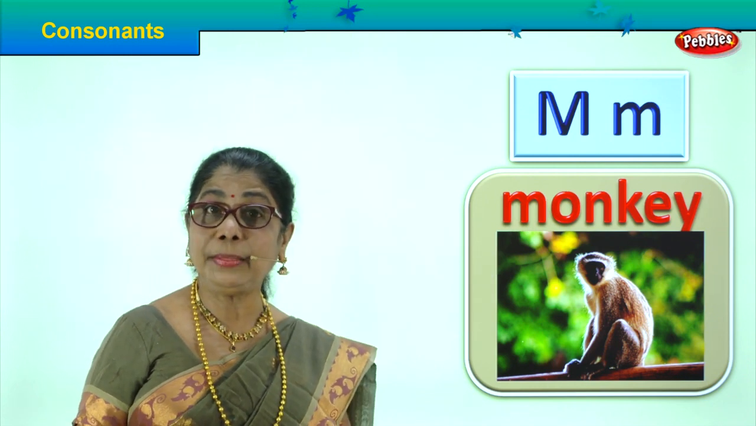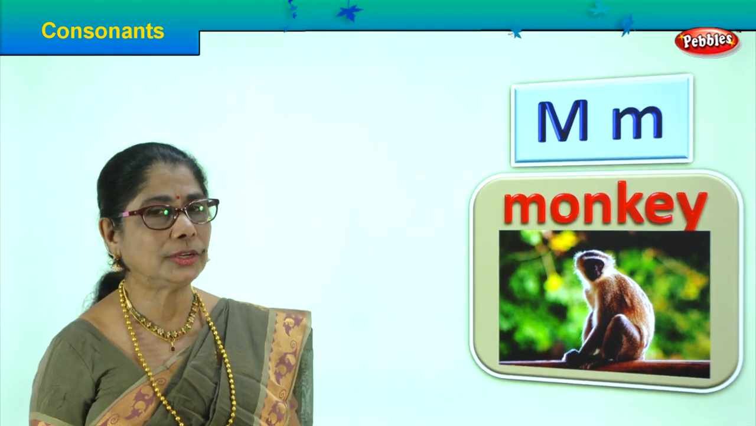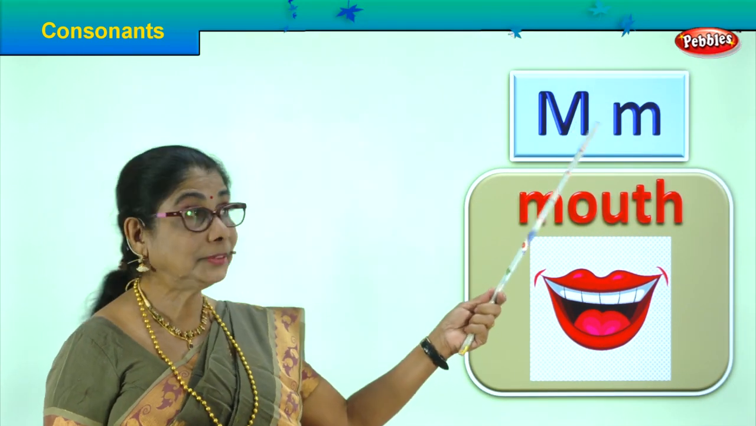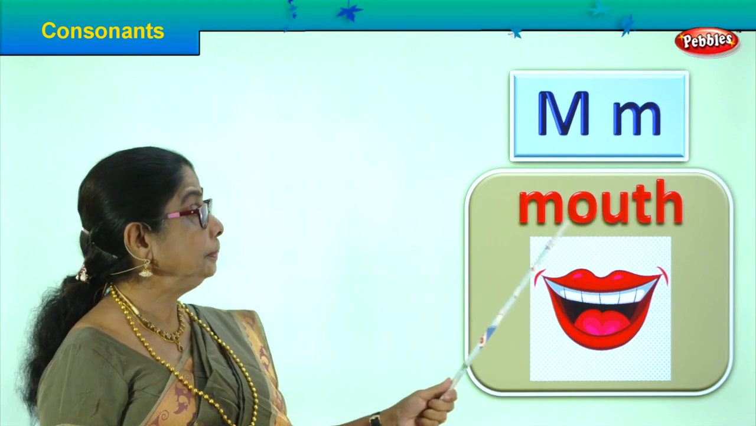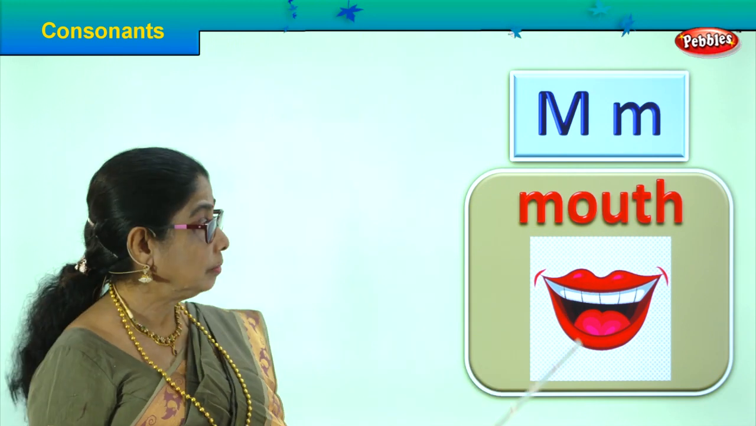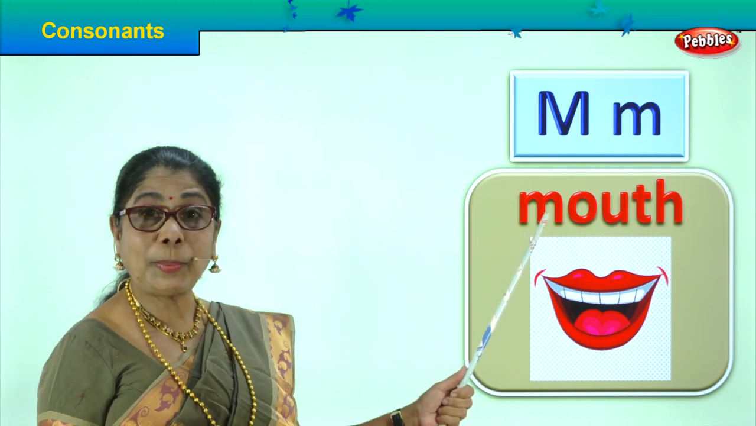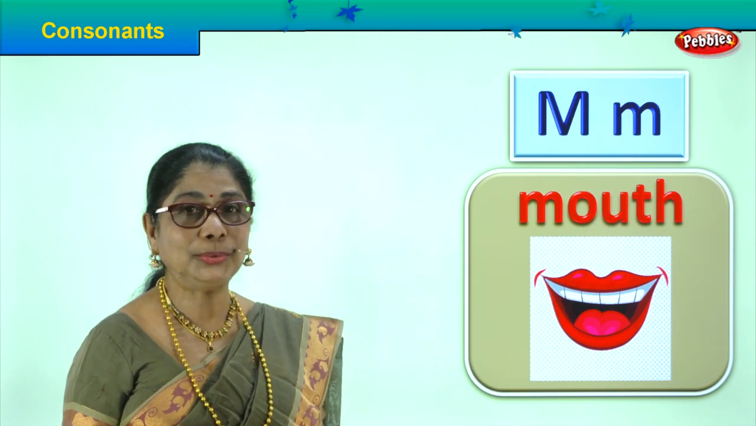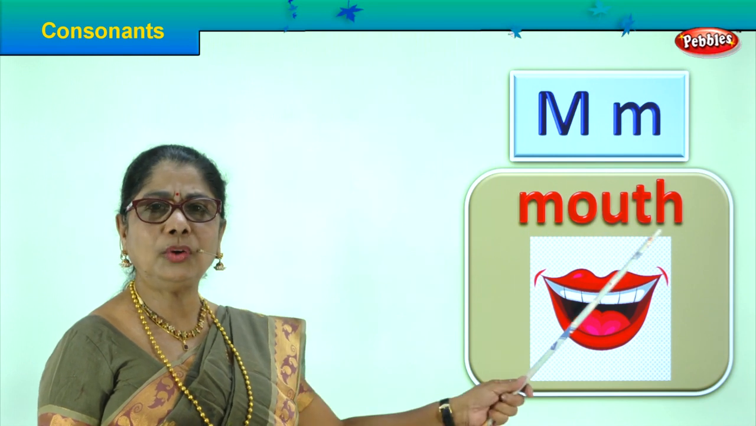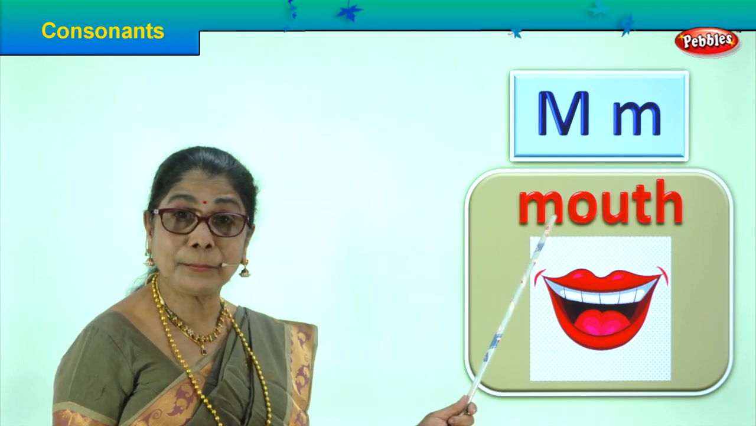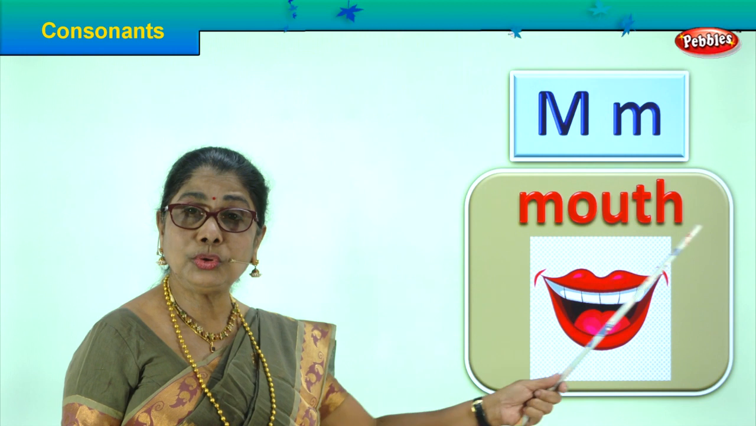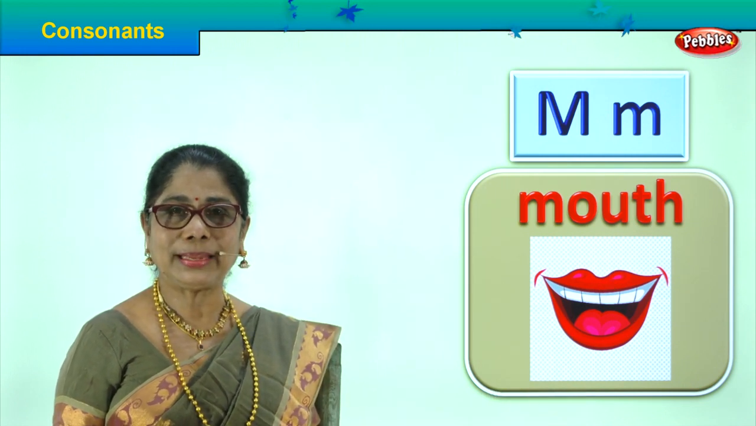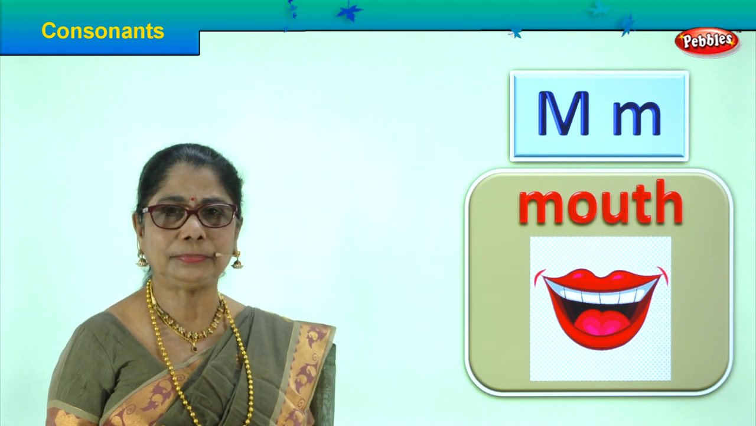Let's get on to another new picture. See what you have here. Sound M. Mouth. Spell mouth. M-O-U-T-H. Mouth. The word mouth begins with the consonant M. M-O-U-T-H, mouth. Good.